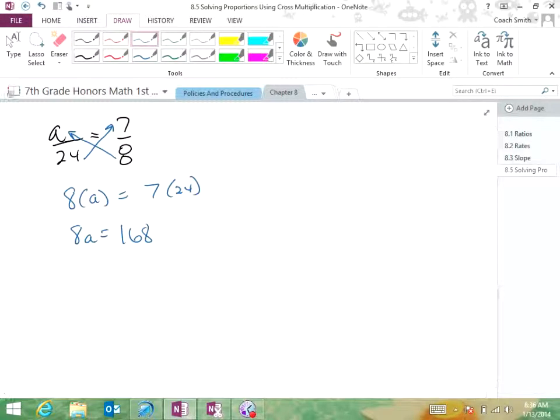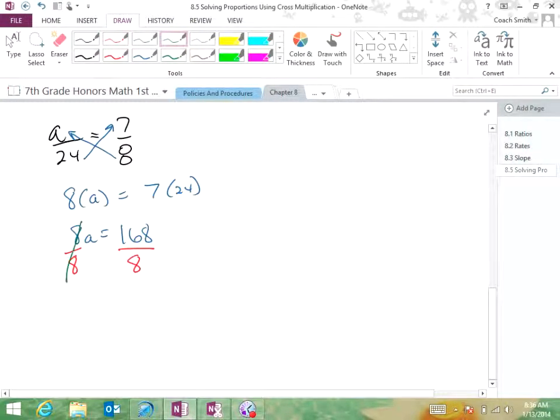Okay, now I just solve. I solve by dividing by 8 because the 8 is what I'm doing to A. I am multiplying A by 8, so therefore I must divide by 8 on both sides to solve it. So I divide by 8.